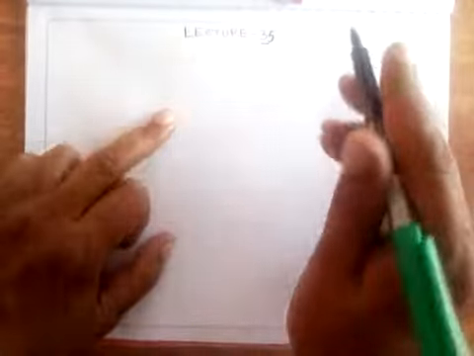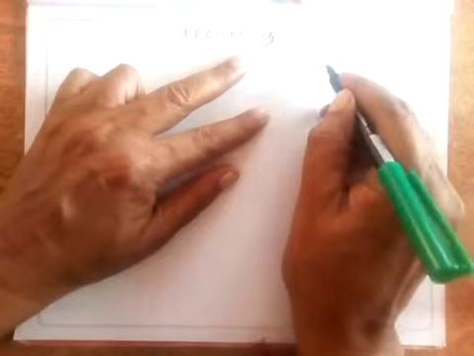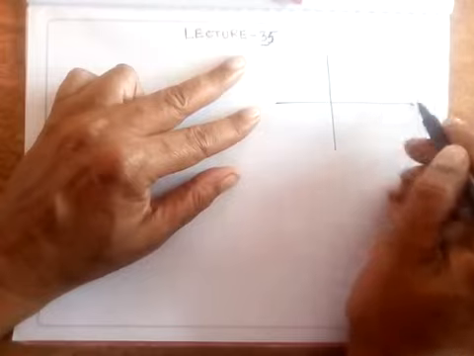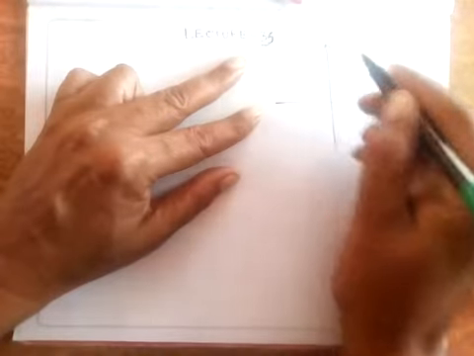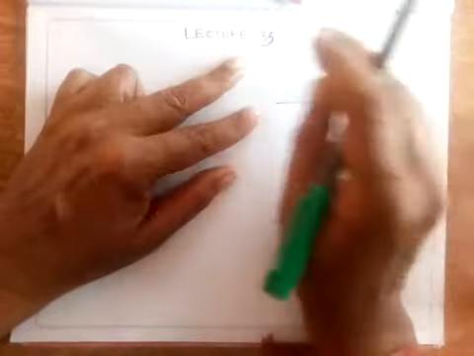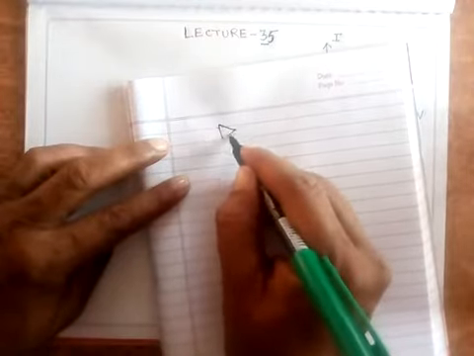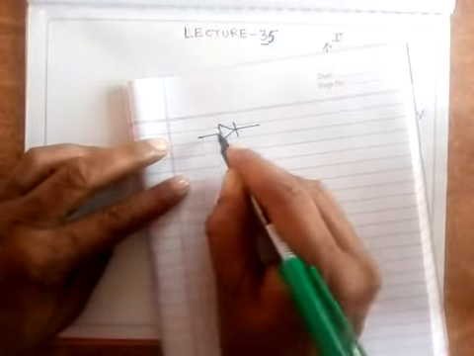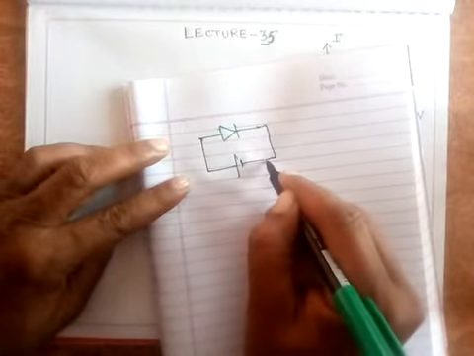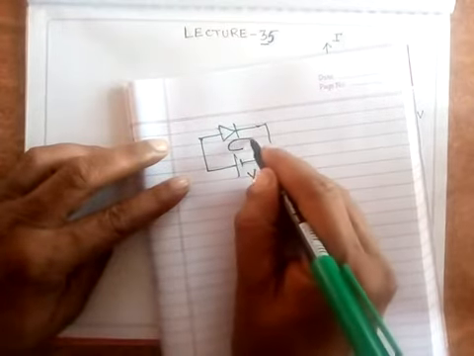In the last lecture, I discussed the VI characteristics and the biasing of a diode with you. That is, the diode is either forward biased or reverse biased, and if the applied voltage is V and the current flowing through this diode is, suppose, I. Suppose you have a diode and it is forward biased. I told you the condition for forward biasing: the anode is at higher potential and the cathode is at lower potential.